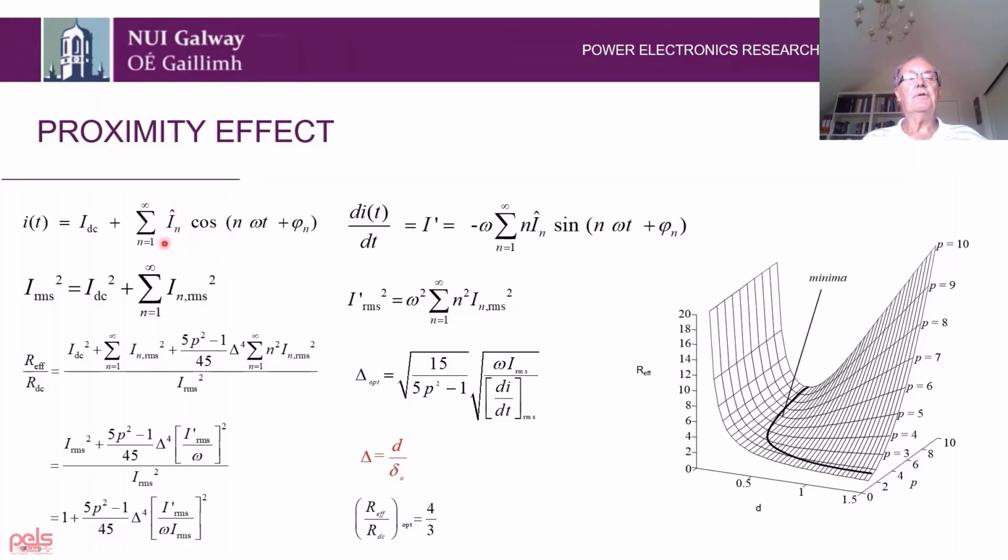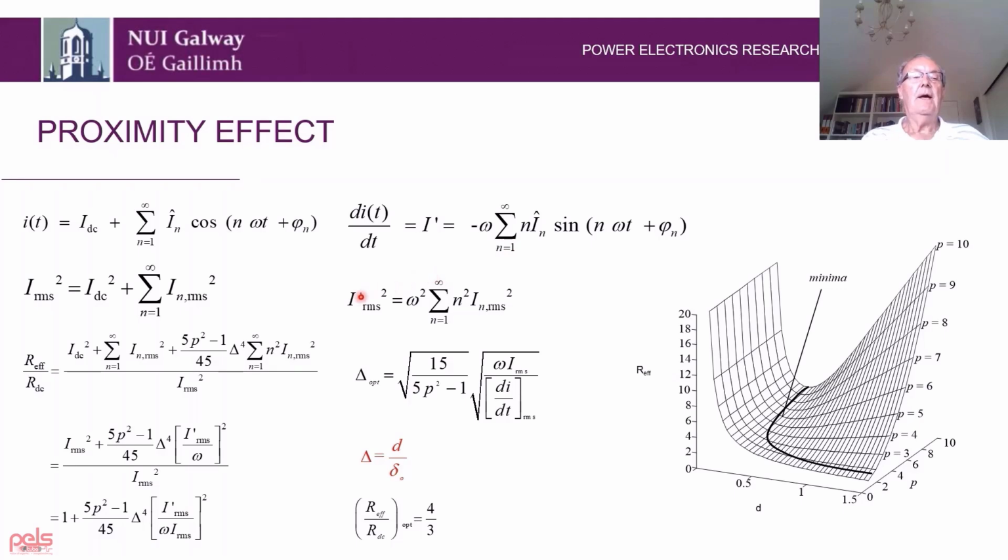Here's our Fourier series, and if we take the RMS value of that, we just take the DC value and each of the harmonics. And we're using square values here just to avoid using the square root sign. Now, if I take the derivative of this, the omega will go on the outside and we'll have a sine function. And I can also take the RMS value of this by now just taking each of the harmonics. And you notice now the harmonic number n appears here because of the derivative.